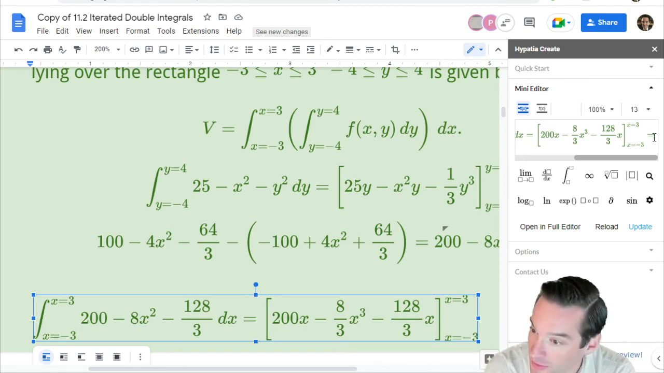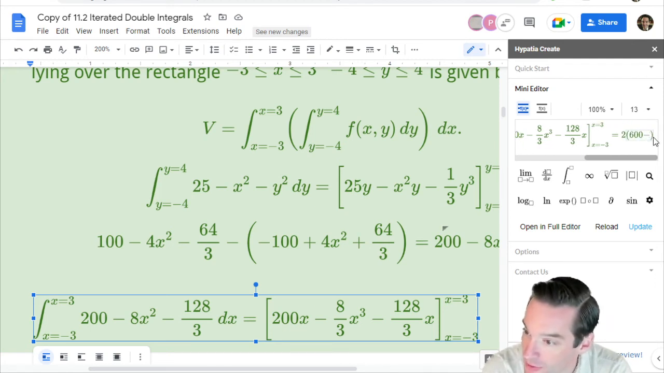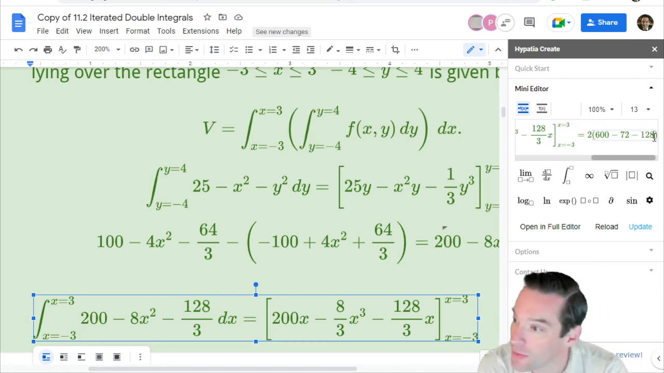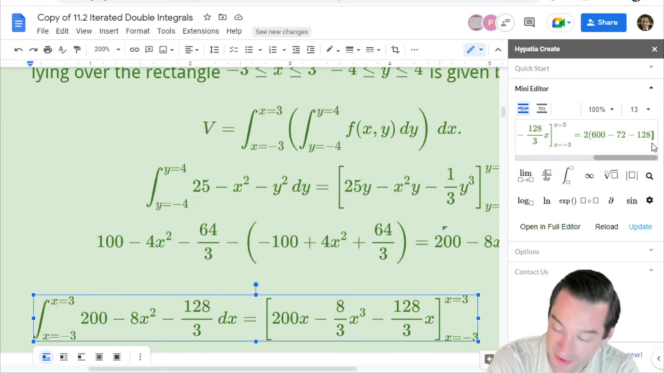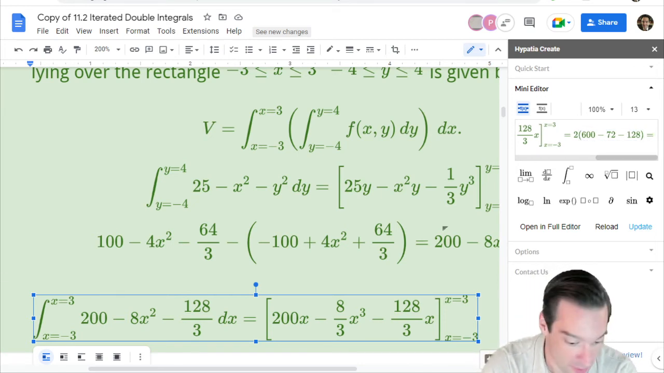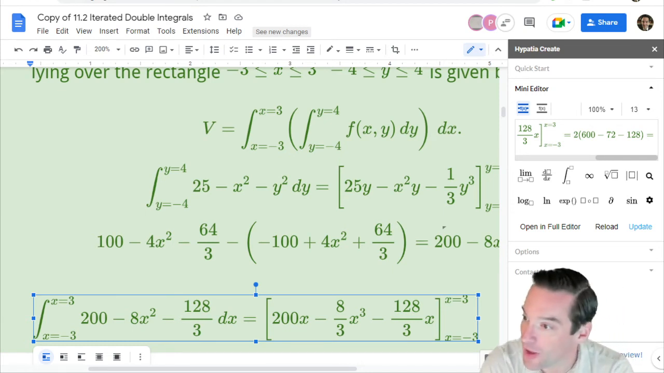If I do that, I'm going to get twice 600 minus 8 thirds times 3 cubed, and so that's going to be 72, minus 128 over 3 times x, so that's going to be 128. So actually, we end up not getting a too awful of an answer. At least our answer is a whole number. 600 minus 72 minus 128. That's going to give me 400 multiplied by 2, and that gives me 800 for the volume.